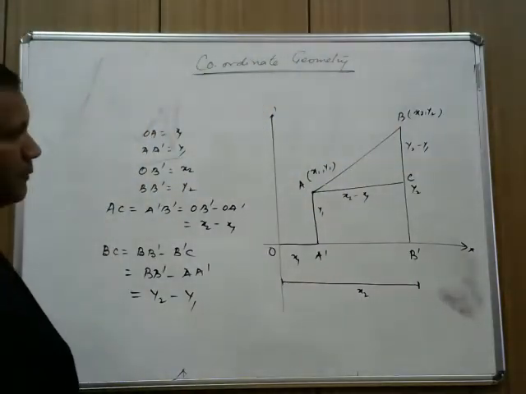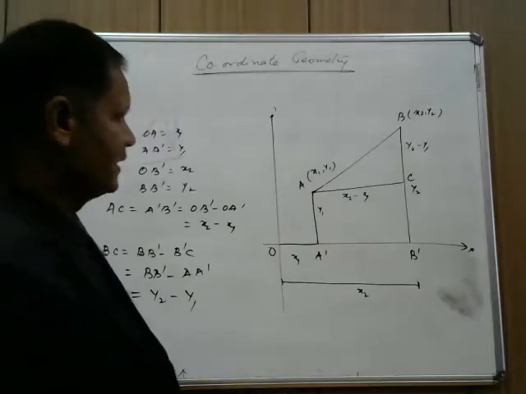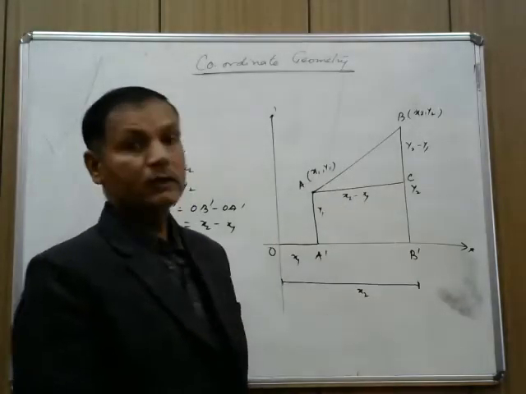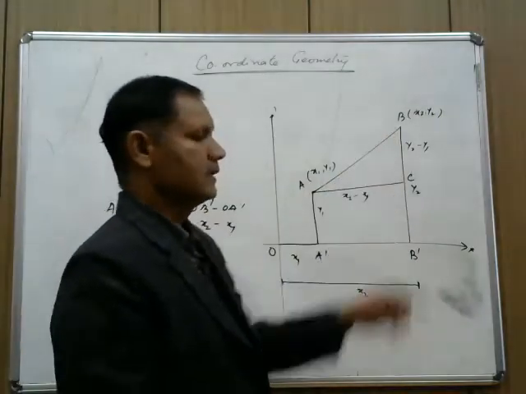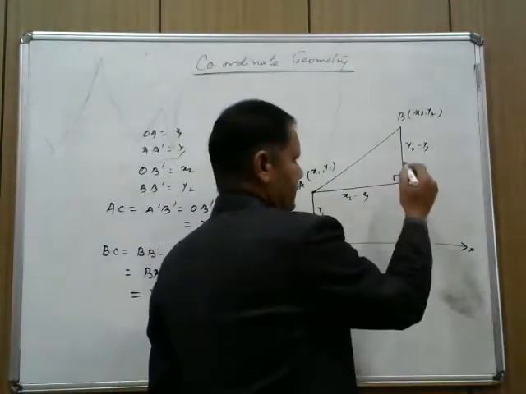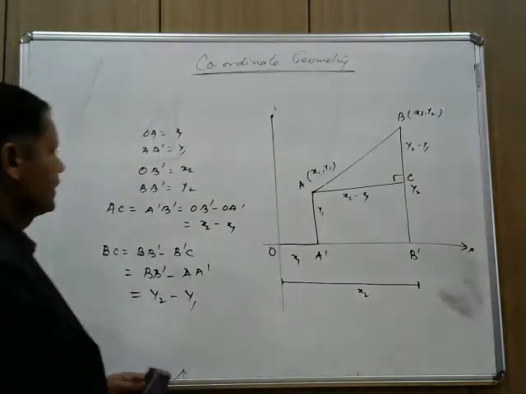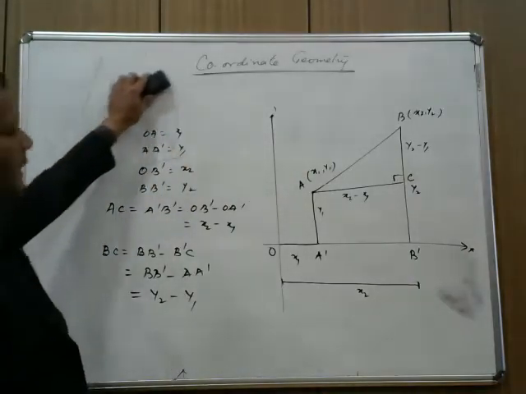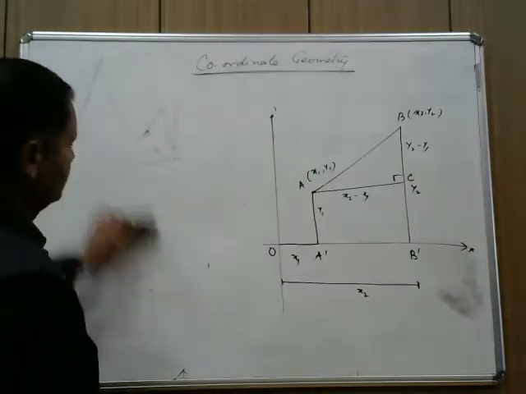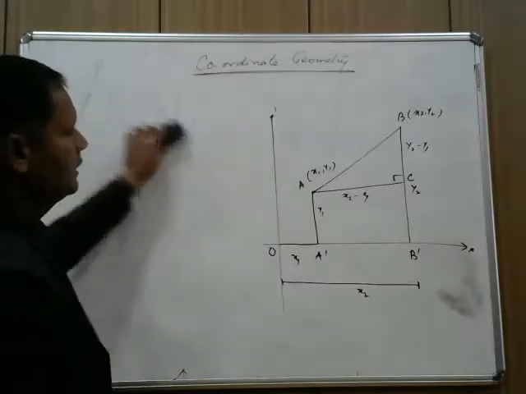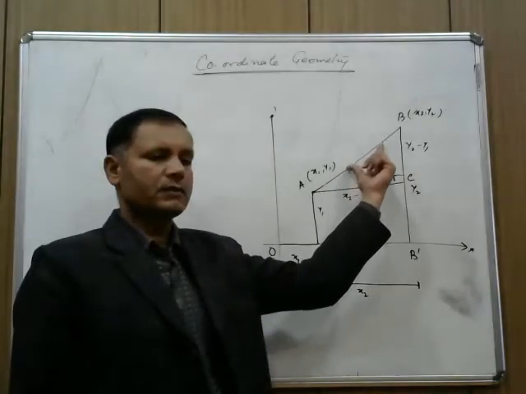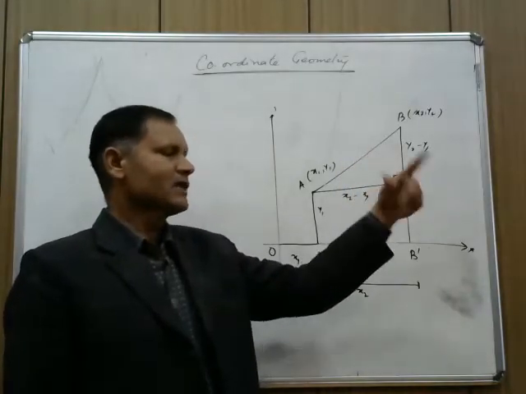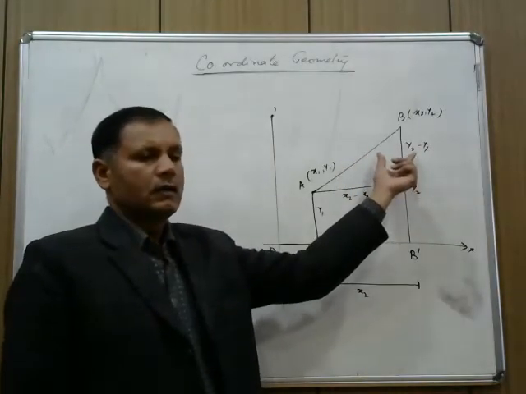Because I am trying to find out the distance between the two points A and B. Do you remember anything? ABC is a right angle triangle, and you know that in a right angle triangle, the square of the hypotenuse is equal to the sum of the squares of the two remaining sides.